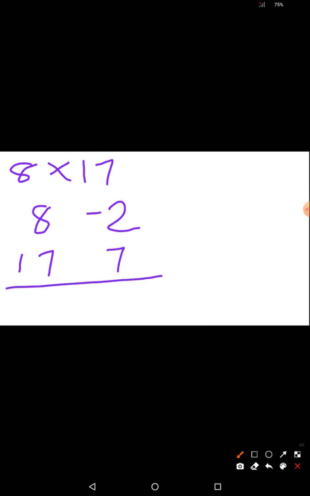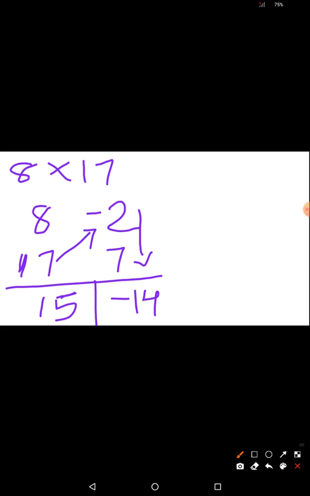Now what will happen? This rule is also the same. You have to do either 8 plus 7 or 17 plus -2, so you will get 17 minus 2, which is 15. Whichever you are comfortable with. Then when you multiply the deviations, you will get -14, because one number is negative. In our previous cases, the deviation multiplication was a positive number in both cases.